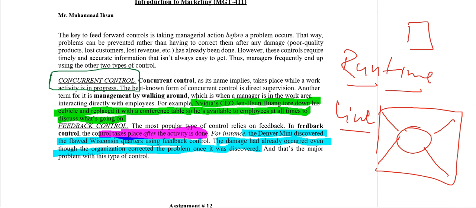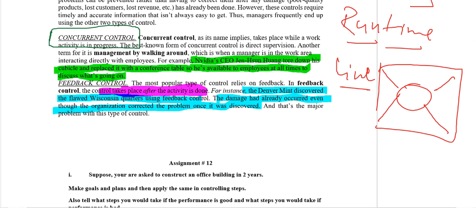So there were three types of controls. Number one, feed forward control, which is anticipatory. Concurrent control, which is taking runtime or real time or live decisions. And number three, feedback, when the problem has occurred, then we will find the solution.